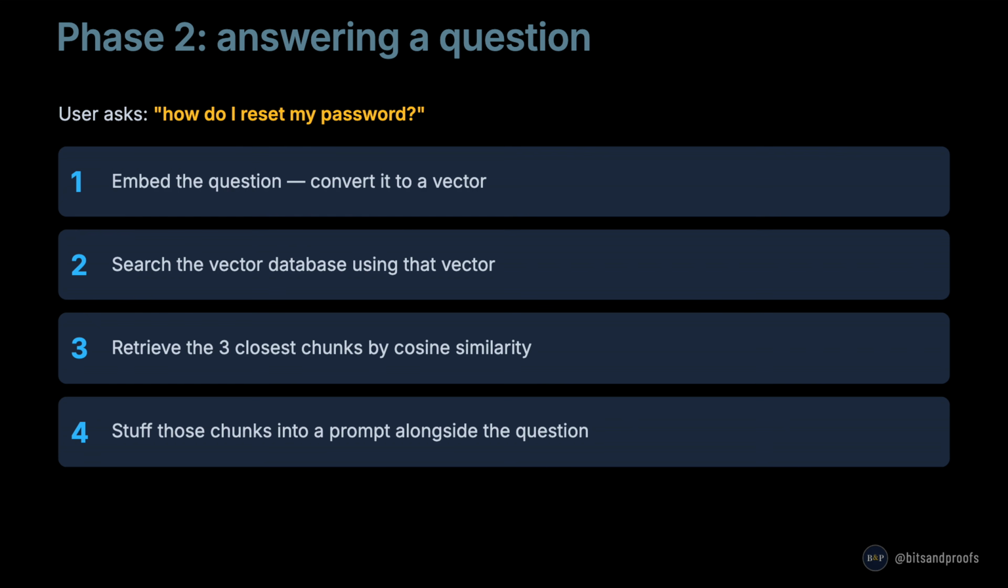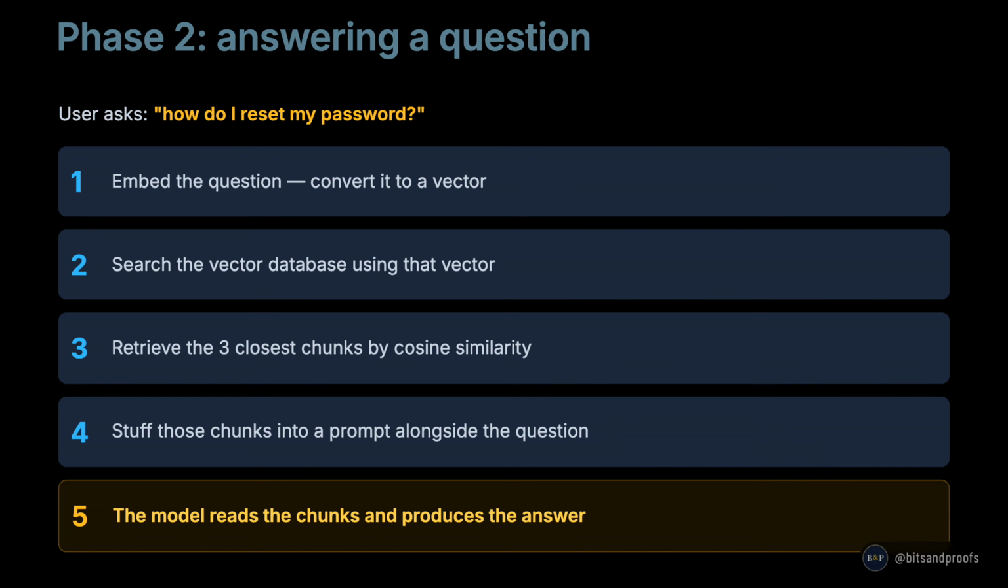Step 4. Feed those chunks into a prompt alongside the question. Step 5. Send it to the model. The model reads the chunks and produces the answer.